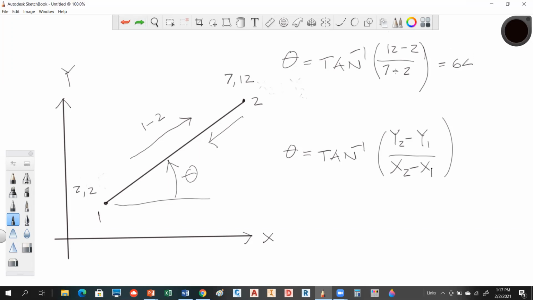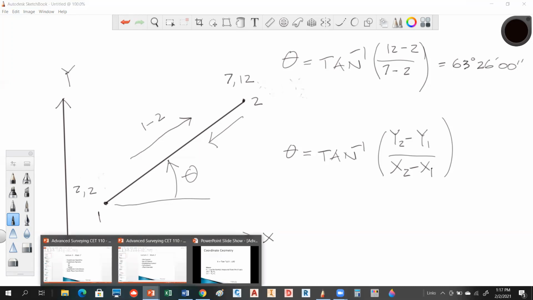If you do the math, you get 63 degrees, 26 minutes, and 0 seconds. Now that would be the analytic geometry way of doing it. All right, so let's look at the surveying way, because that's going to be more important.